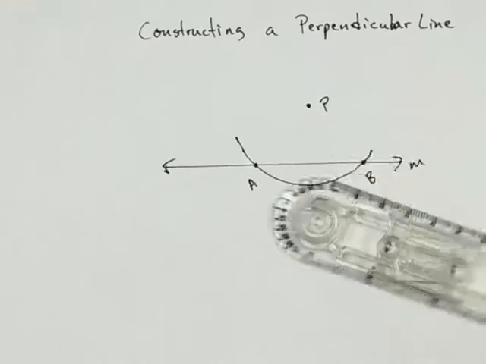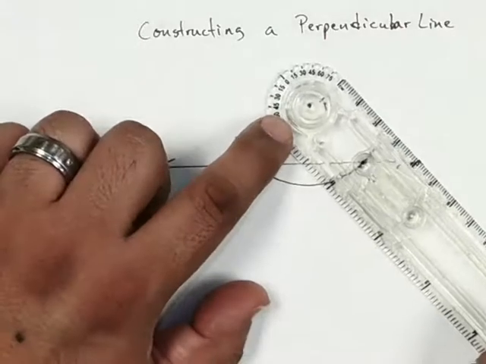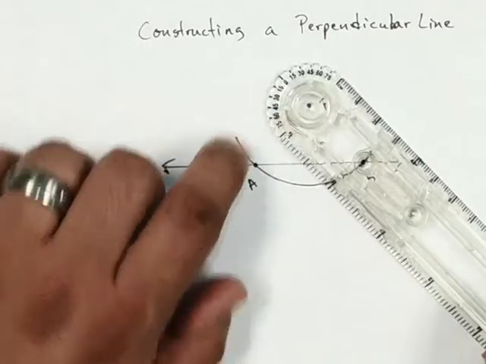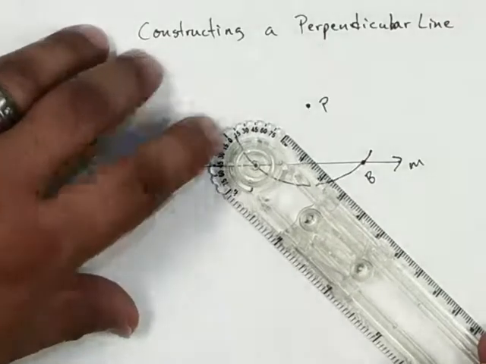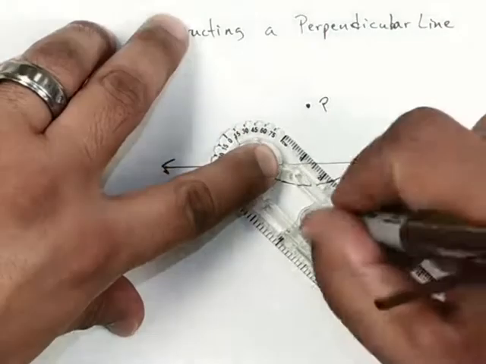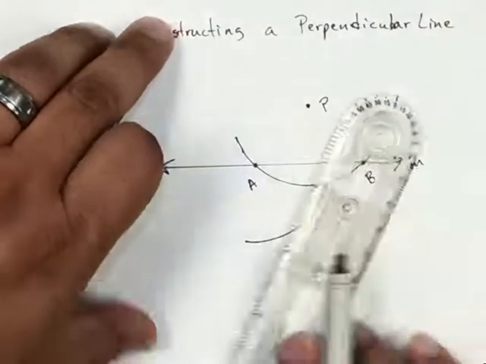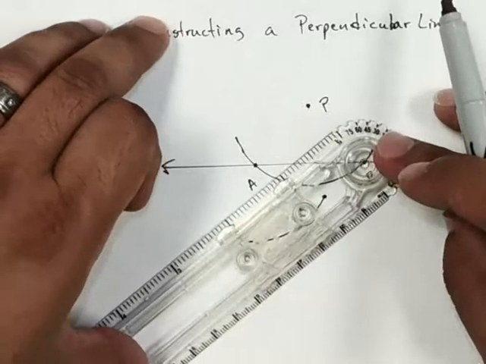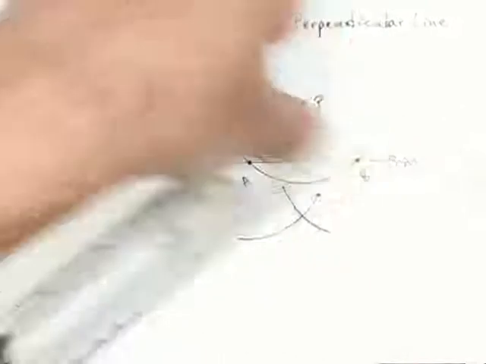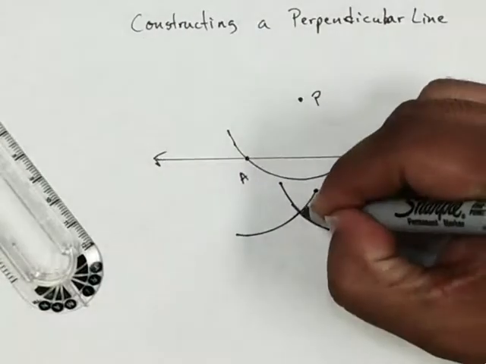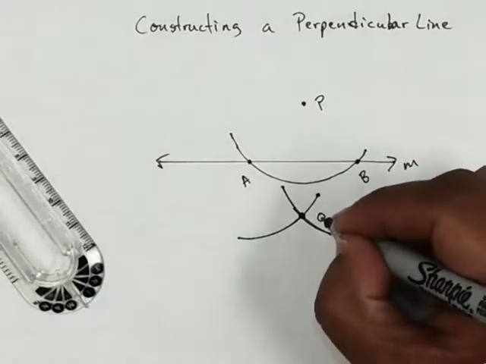All right, and now it's going to be very important that your compass doesn't move. You want to make sure that you're still lined up. All right, and I am. And so without changing the settings, I'm now going to use A as my center point, and I'm just going to make an arc there. Then I'm going to do the same thing on point B. And so now I have a new intersection point right here, and if we want to, we can label that Q.